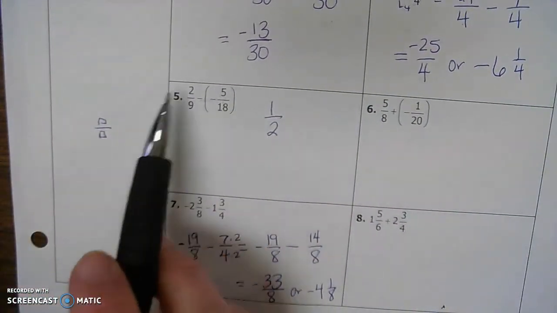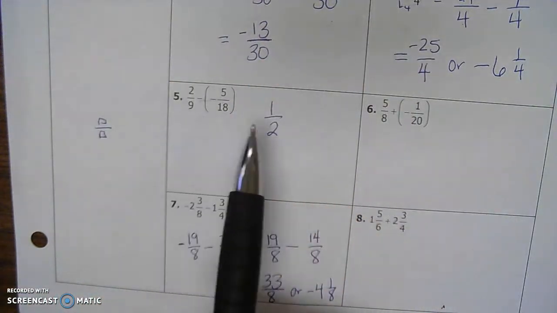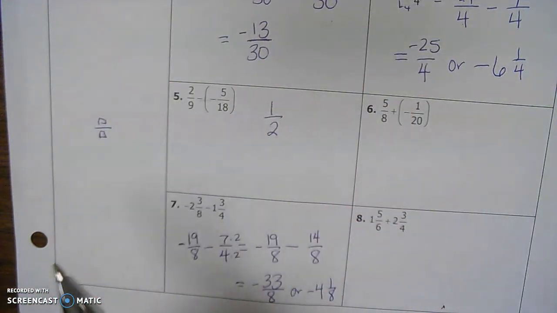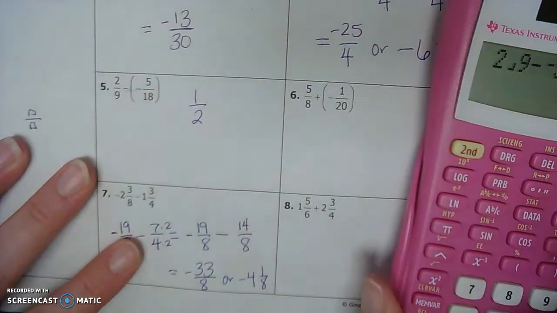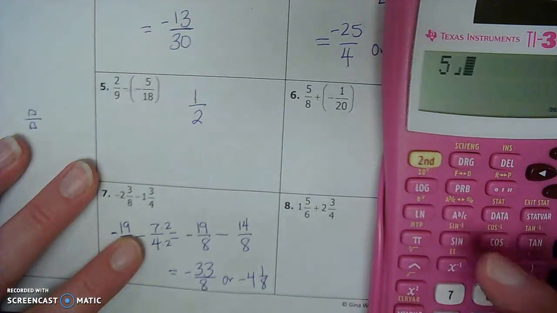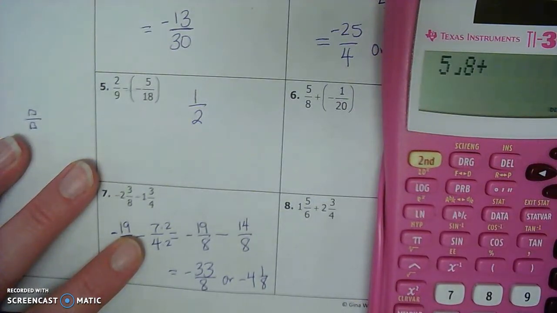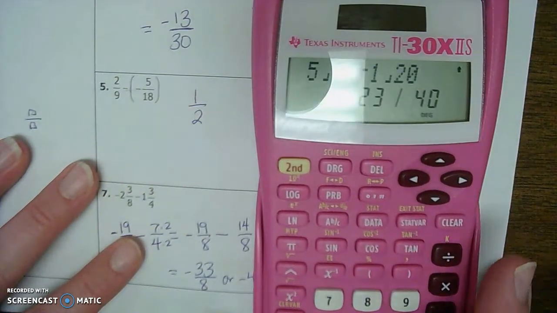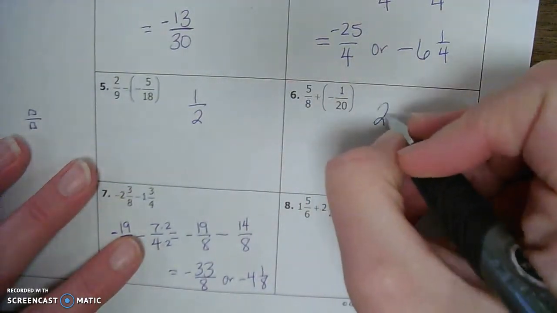Now, it's good to know how to do it this way and really just use the calculator as a check, but you can do it right away if you want. So for number 6, 5 ABC 8 plus negative 1 ABC 20. Or again, hopefully you know that's a minus sign, so you could just do subtraction. 23 out of 40.